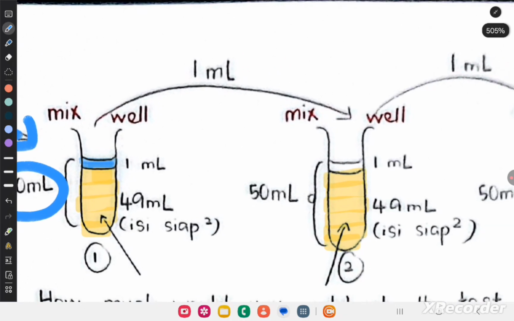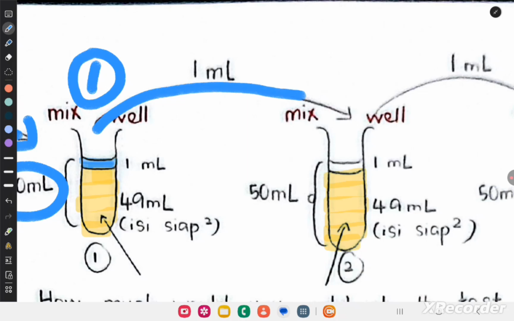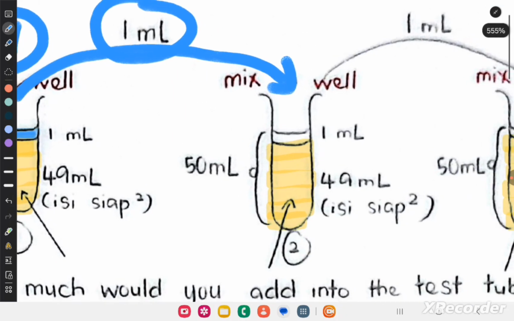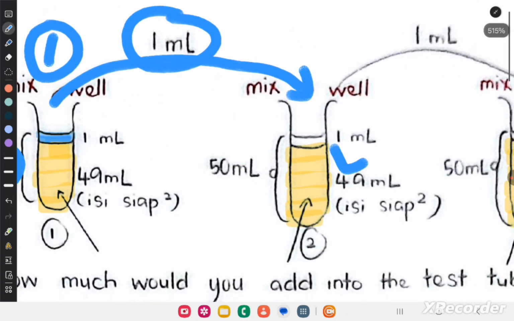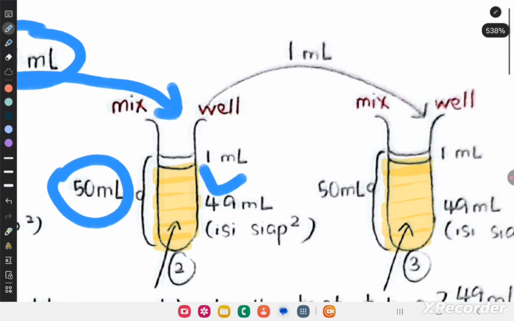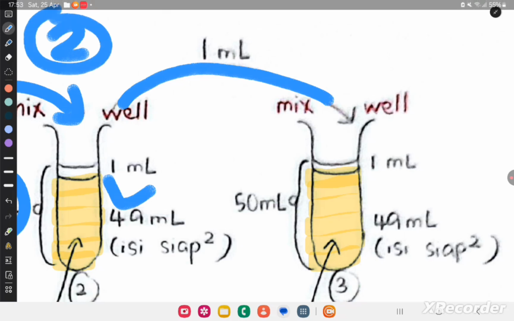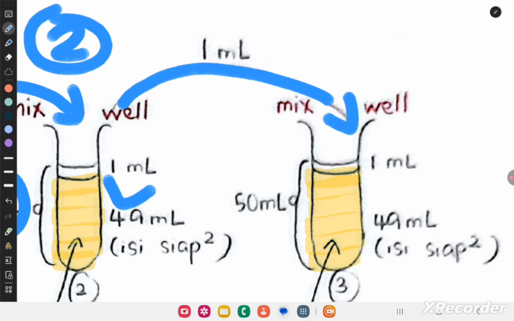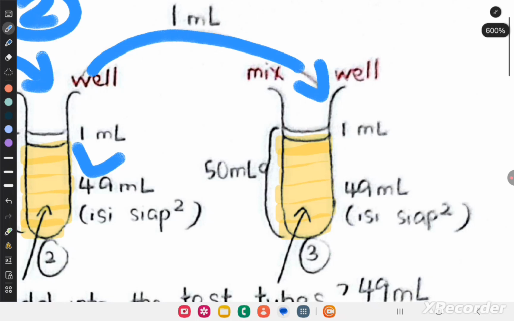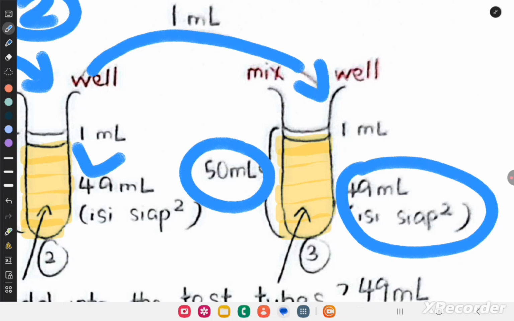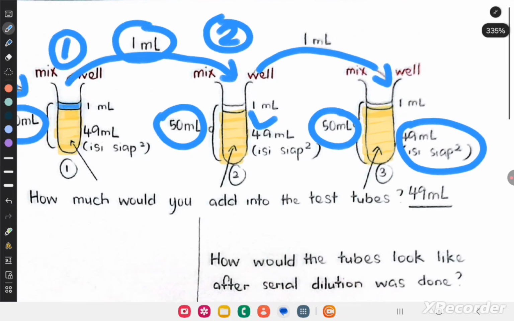And then we take 1 ml again from the first test tube into here, 1 ml. And then again we fill in the 49 ml of the solvent first, and then we have 50 ml, and then we mix well. And then this is the last step: we add again the 1 ml from the second test tube to the third test tube. We also do the same thing, we add 49 ml of the solvent, and then the total volume will come up to 50 ml, and then we mix well.